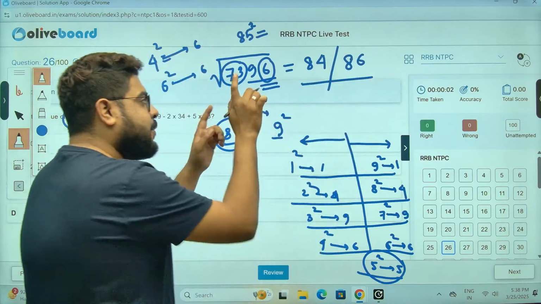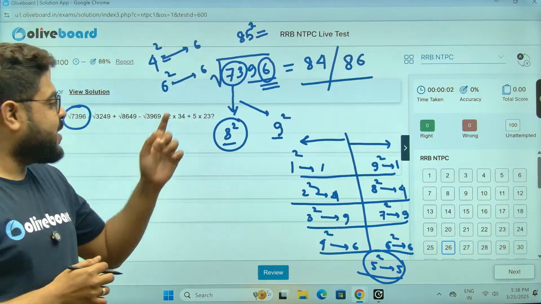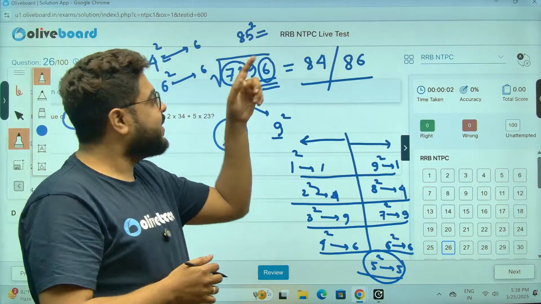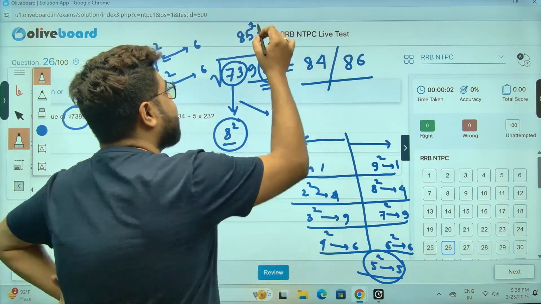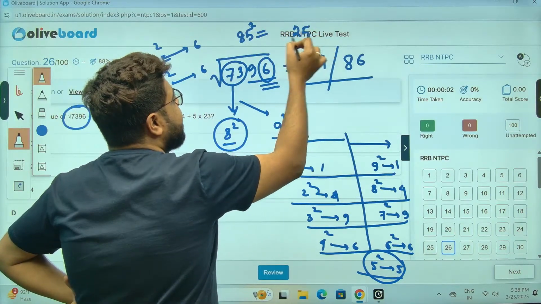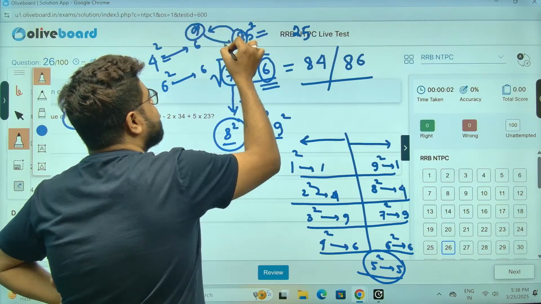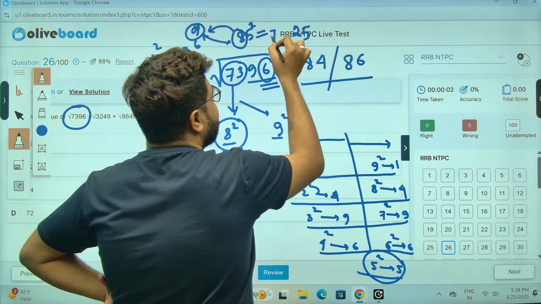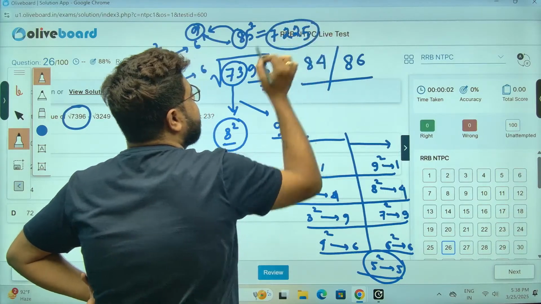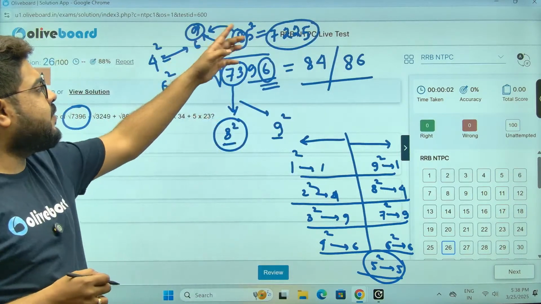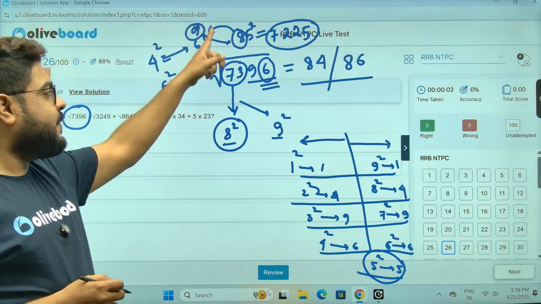Any one between these two numbers, because the unit digit is 6. So how do we calculate 85 squared? 5 squared is 25. And what is the previous number of 8? 9. So multiply these two. 8 nines are 72. This is 7225. For any number ending in 5, this is the best way to square.